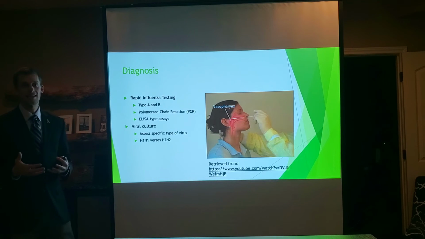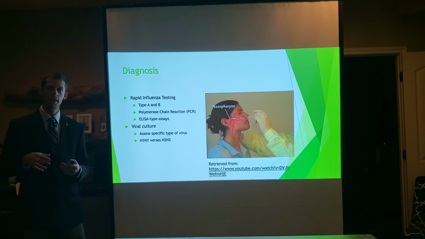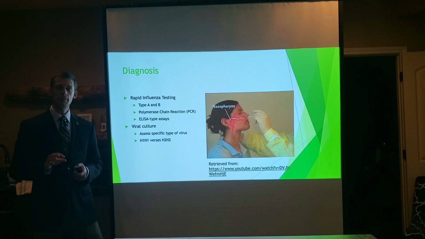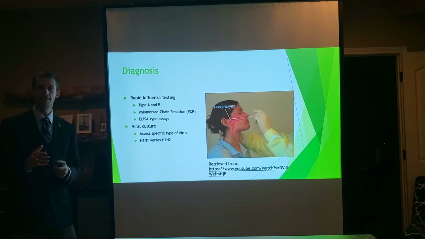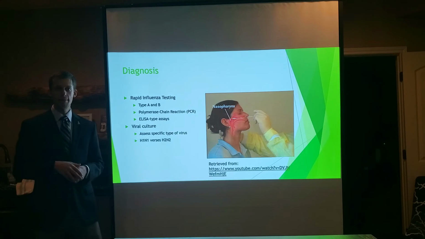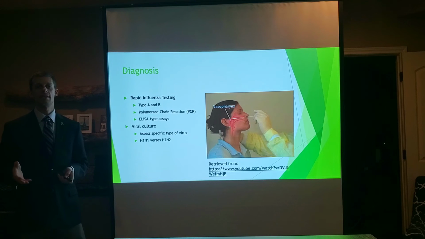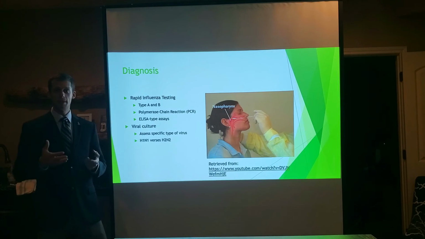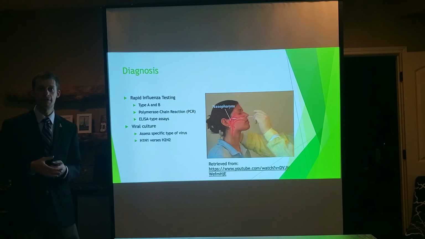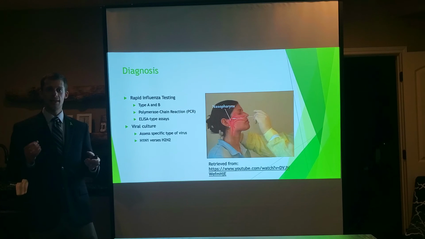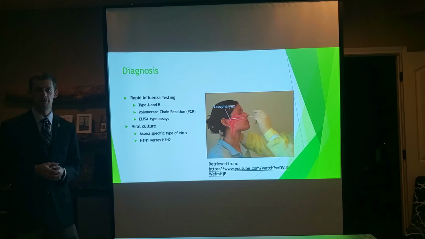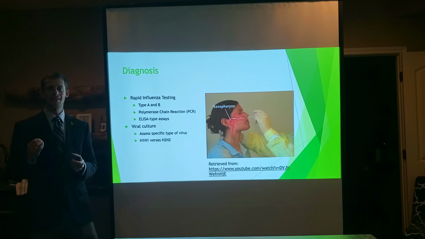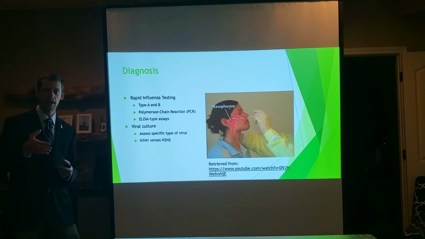Rapid influenza testing is key to slowing or stopping the next pandemic. Currently, polymerase chain reaction, or PCR for short, and ELISA type assays are able to accurately diagnose influenza type A and type B in 24 hours or less. These rapid tests are usually done by nasopharyngeal swabbing. Viral culture may be done to assess the exact composition of the viral envelope and identify the exact mutations on the specific influenza virus.